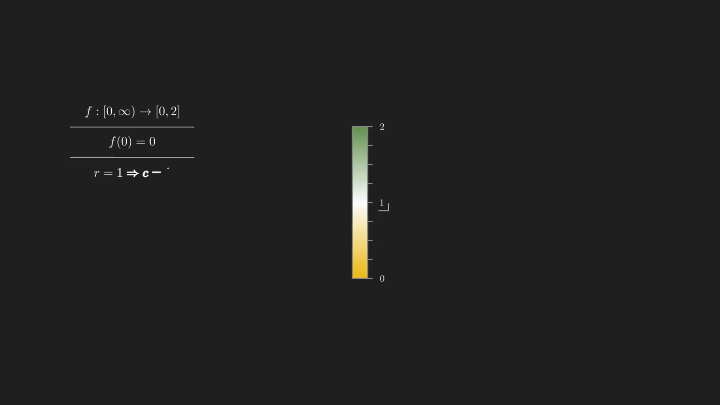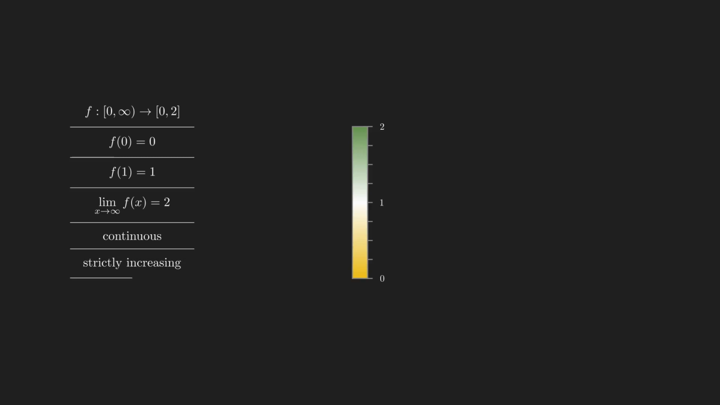When R equals 1, which means supply and demand are equal, C is also equal to 1, which means the color should be white. So we can write f of 1 equals 1. And when R tends to infinity, C tends to 2, which can be expressed as a limit. The function f needs to be continuous so that there's no jump in colors, and it should also be strictly increasing so that any increase in R results in some increase in C. But two of these conditions are not compatible. It's not possible to have a strictly increasing function with this domain and range.